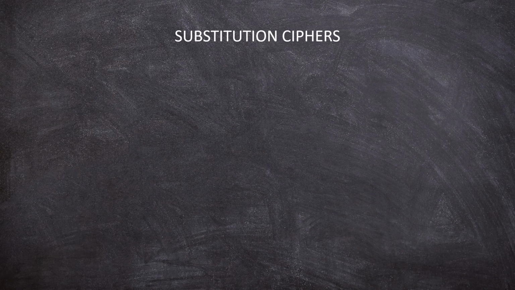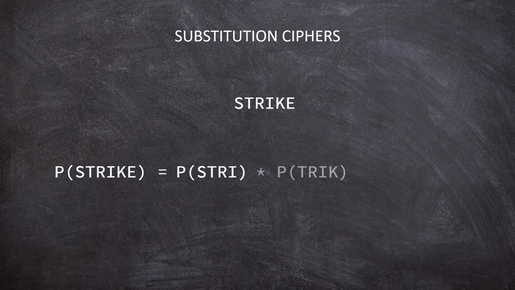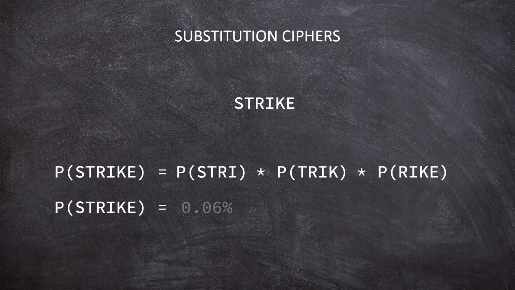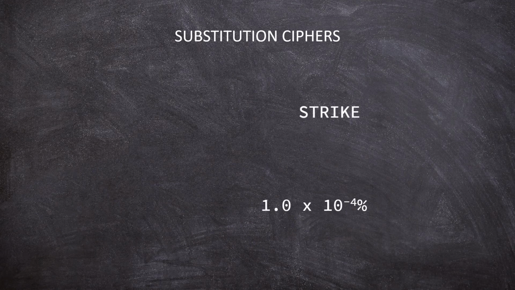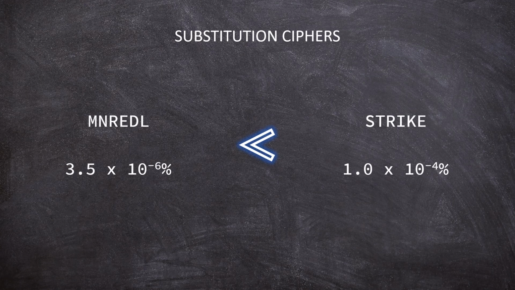So let's try this again with a different letter sequence. Now this time we'll use a letter sequence that we know forms a word. We'll do the same steps as before. We'll first extract the quadgrams from the letter sequence, and we'll use the lookup table to determine their probabilities before multiplying them together. This time the letter sequence comes out to a score of around 1.0 times 10 to the minus 4%. And now we can compare the scores for each letter sequence side by side.